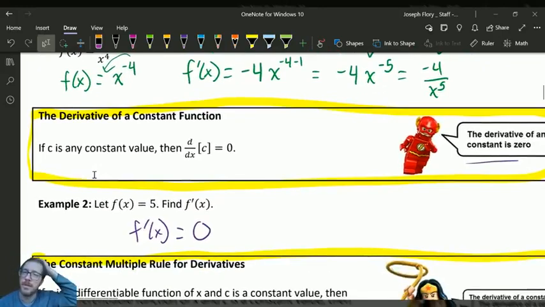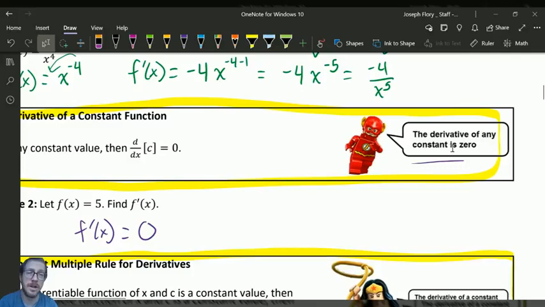All right, next rule. The derivative of a constant function. It says if c is any constant value, then d/dx of c is 0. So think about our constant functions, horizontal lines. Let's not get too bogged down in the algebra of these shortcuts. We're still finding derivatives. We're still finding slopes. Slope of a horizontal line is 0. So regardless of what that constant number is, the derivative of any constant is 0.